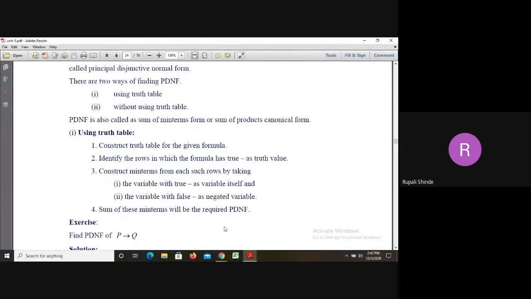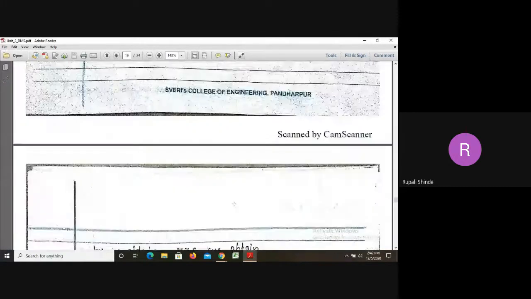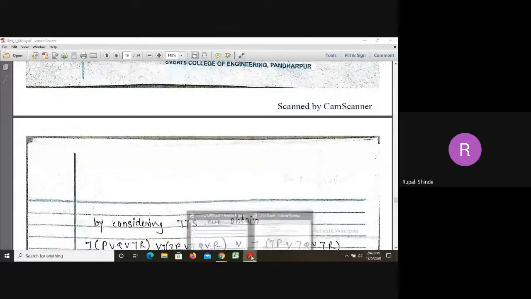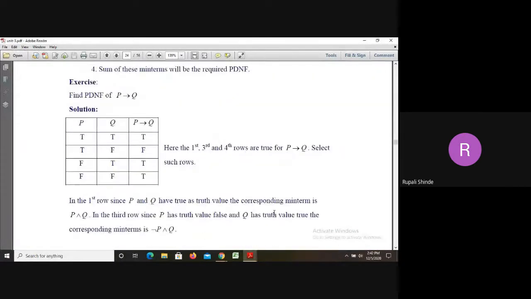Likewise, we can consider PCNF and PDNF for the same example. Okay. So again, some examples are there. Those examples we will see in the next lecture. But hereafter, I want a response from your side also.